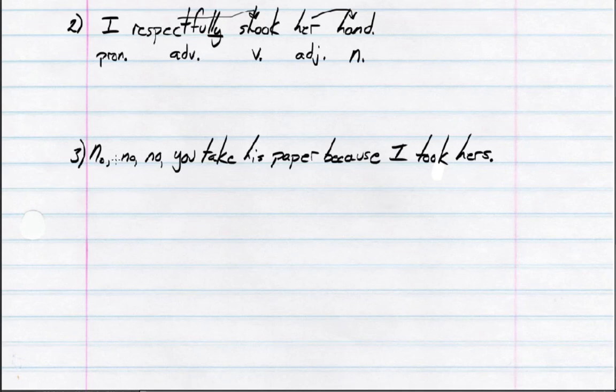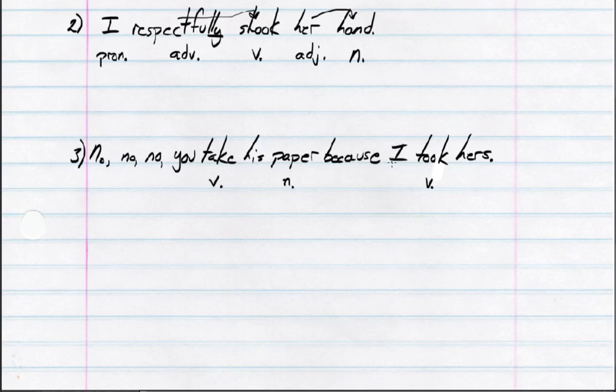Down to the last sentence here. No. You take his paper because I took hers. Alright. Let me look through for things that are easy. Paper looks like a noun. I took. Took looks like an action verb. Easy to say. And take would be an action verb. Okay. There must be a conjunction in there if I've got 2 verbs. There must be a word in here between these 2 verbs that must be a conjunction.